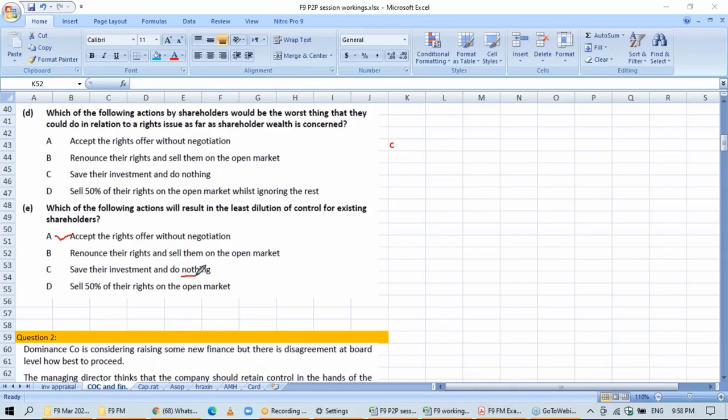So his percentage will reduce from 20% to some reduced percentage, and he will not be having the same amount of votes which he used to have earlier. Okay, so A is the best answer to this. The correct answer is A.